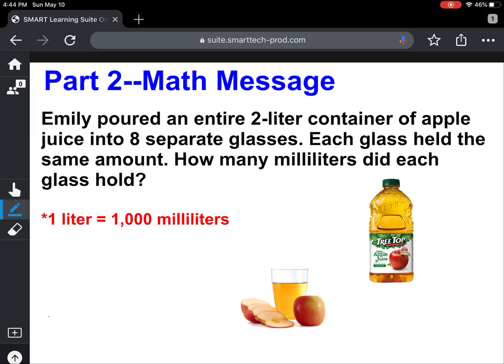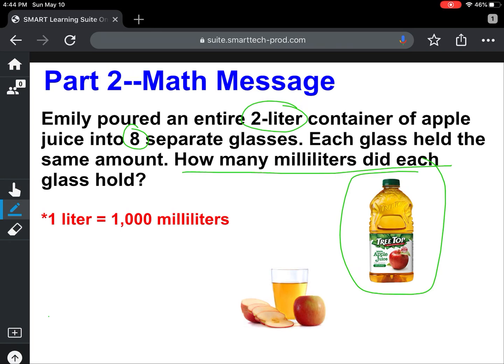Before you solve this problem, notice what they're asking. It says she has a 2-liter container. That just means this one bottle holds 2 liters. She doesn't have 2 separate bottles. It's like one of the big plastic bottles of Sprite or Coca-Cola. That's called a 2-liter. So she has one container that holds 2 liters of liquid, and she's pouring it into 8 different glasses. Each glass held the same amount. How many milliliters did each glass hold?